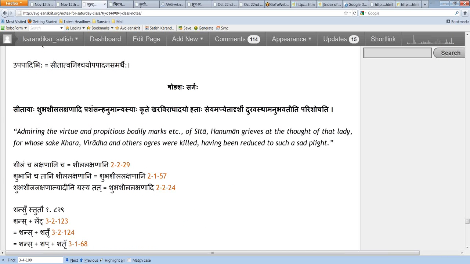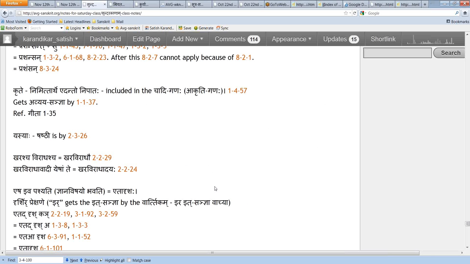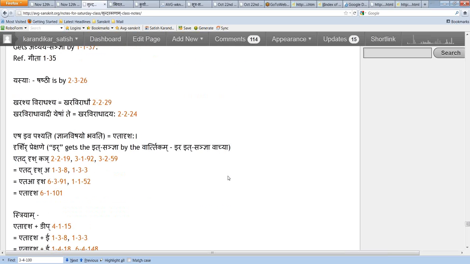Krite Kharaviradhadayaha. This is Prathama Bahuvachanam. Same thing with Hataha also. Now this is clearly the same kind of Bahuvrihi compound. You have the Adi at the end, meaning etc. Means for which X is the first member, X etc. So Kharascha Viradascha Kharaviradhau. Kharaviradhadi Yeshamte. So those are Rakshasaha, who were headed by Khara and Viradha, who were the prominent ones of these.